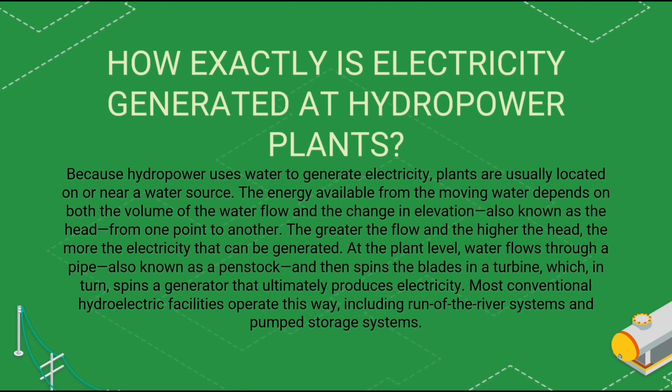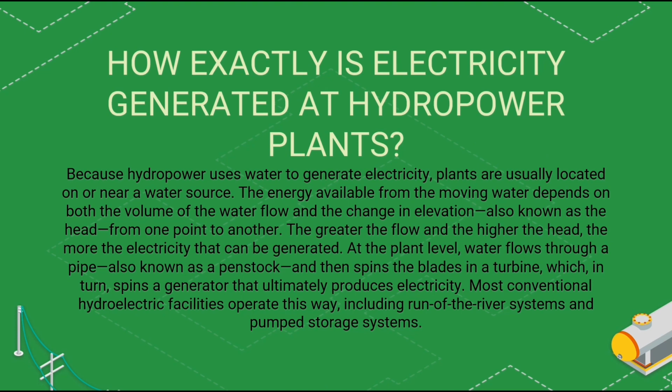How exactly is electricity generated at a hydropower plant? Because hydropower uses water to generate electricity, plants are usually located on or near a water source. The energy available from the moving water depends on both the volume of the water flow and the change in elevation, also known as the head, from one point to another. The greater the flow and the higher the head, the more electricity that can be generated.